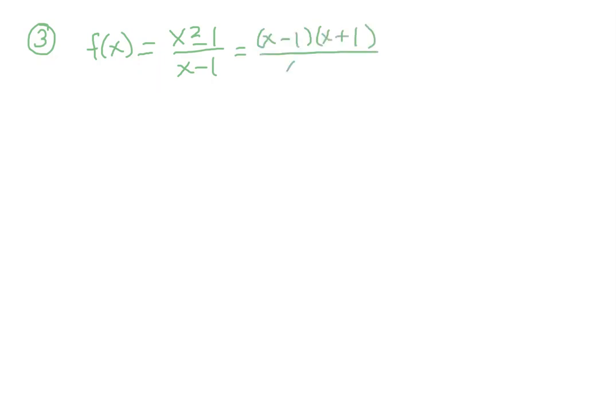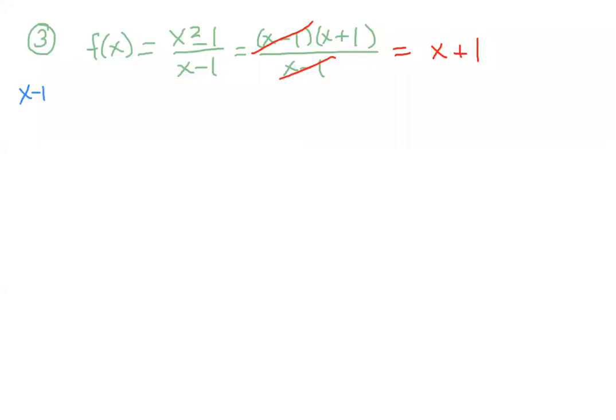Okay, let's look at number 3. Now we're going to get into our holes. F of x equals x squared minus 1 over x minus 1. First step, we simplify. So we're going to factor the top and the bottom. And look at this. We can cross that off. So we can rewrite our function just as f of x equals x plus 1. Okay?